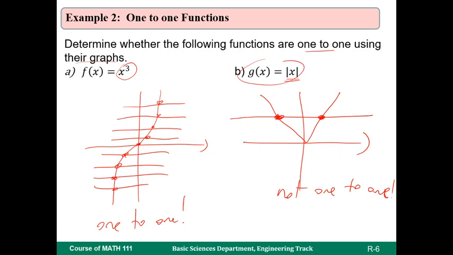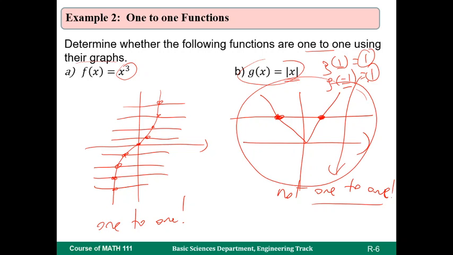And also, you can check this function is not one-to-one by picking two values, like g of 1 is 1 and g of minus 1 is 1. As you see, we have the same y value, but we have two different x values. You can say it's not one-to-one.